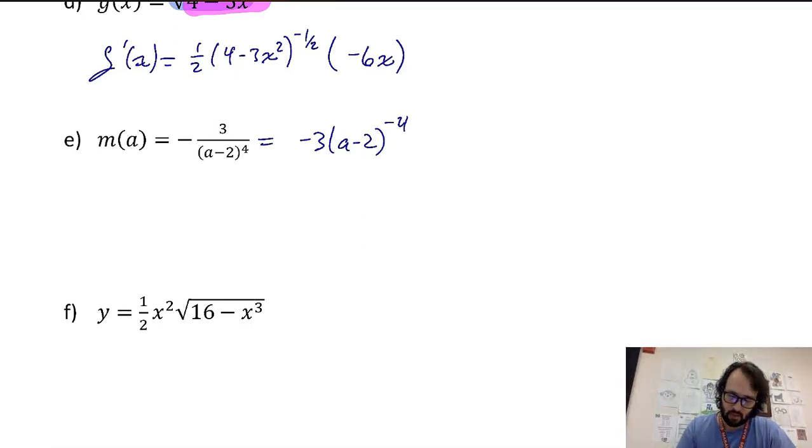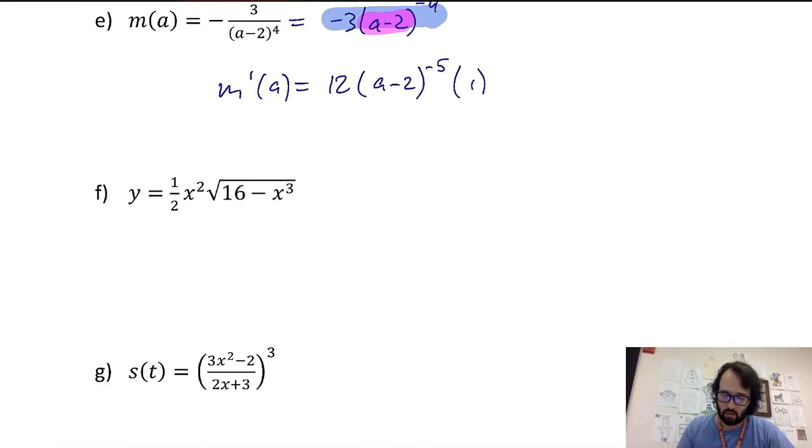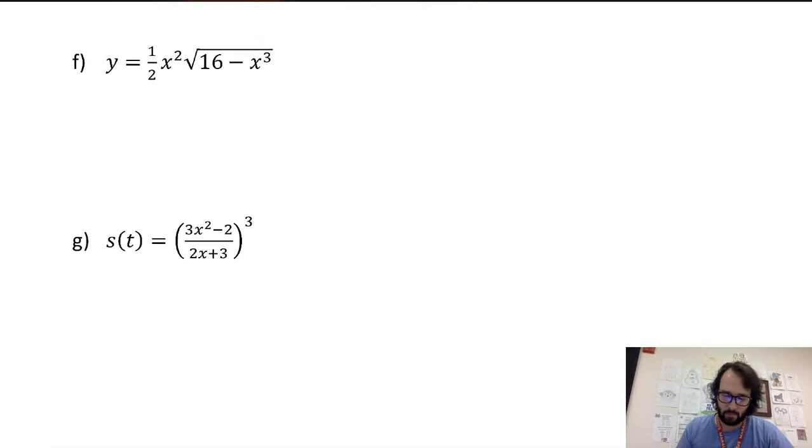because m prime of a would be 12 times a minus 2 to the negative fifth, right? And that was that whole part using the power property. And then I have the derivative of the inside, which would just be 1. So if you want to do times 1, you can, as a placeholder to remind yourself that you did the chain rule. But other than that, you can just leave it like that. Or you don't have to put the times 1 either. That's fine.